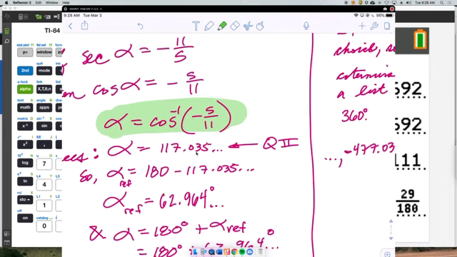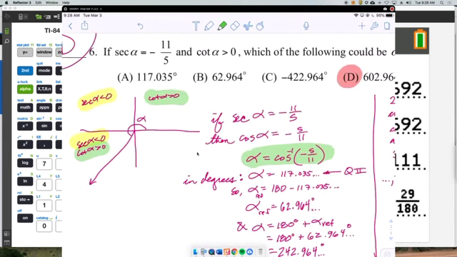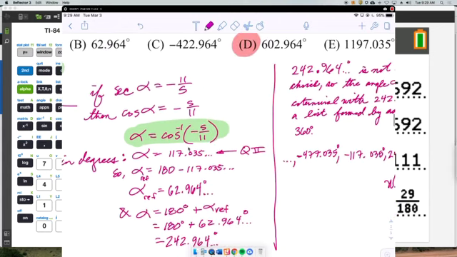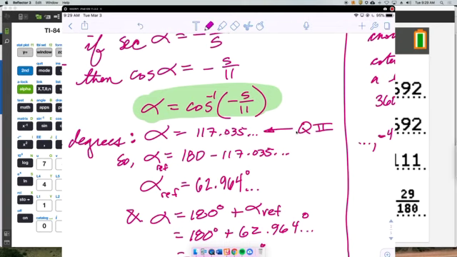Where does 117.035 live? Quadrant 2. Is that where we want it? No. But what do we know? That's where secant is negative. So what do we know about the calculator's answer and our answer? They have the same what? Yeah, they have the same reference angle. So how can you find the reference angle? Well, I'll take my calculator's answer, which is in quadrant 2, and I'll do 180 minus that, and now I get my reference angle, 62.964.